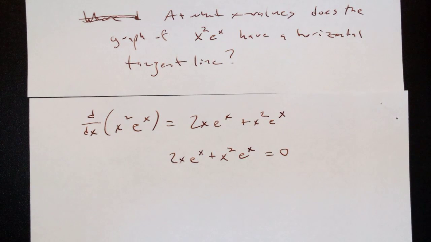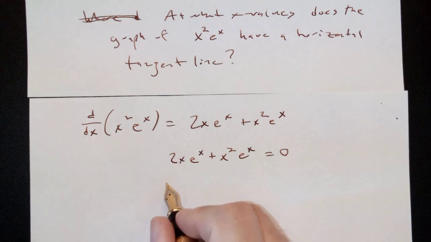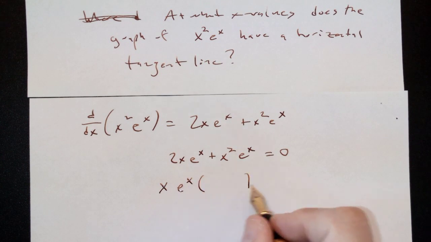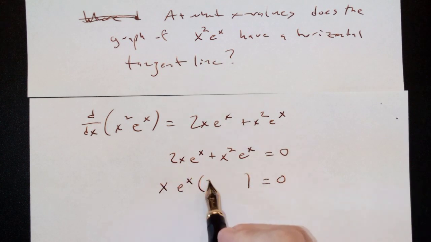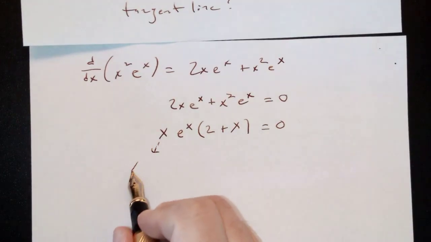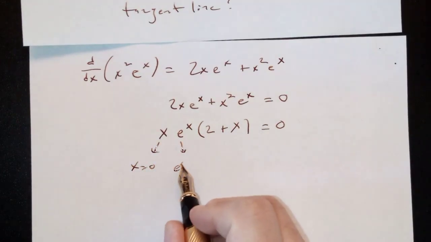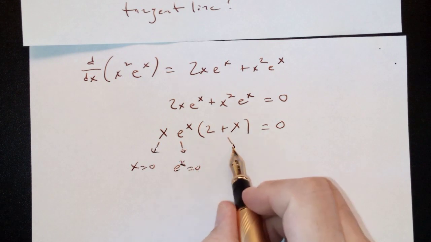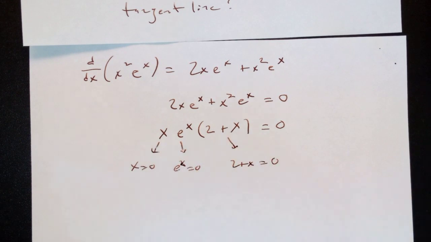I'm going to factor. What can I pull out here? I can pull out an e to the x. I can also pull out an x. And that leaves behind a 2 and an x. In order to figure out where a thing that's being multiplied is equal to 0, I need one of the pieces to be 0. So either x is 0, e to the x is 0, or 2 plus x is 0.